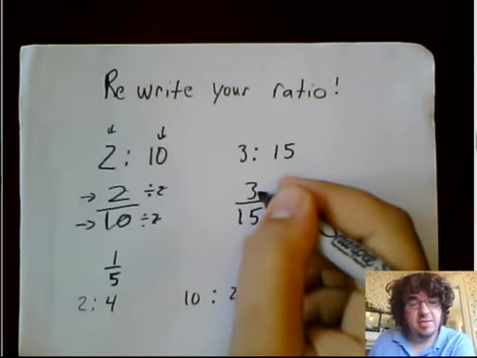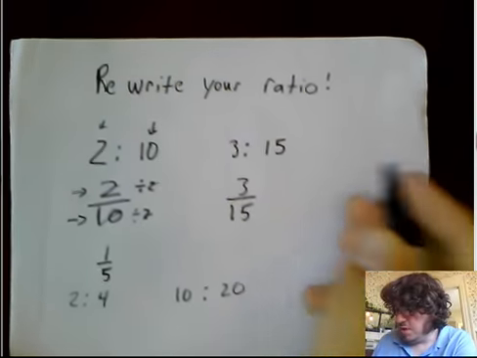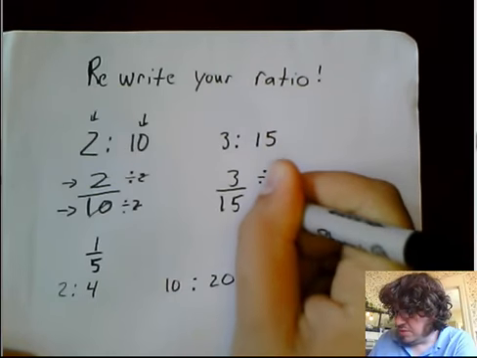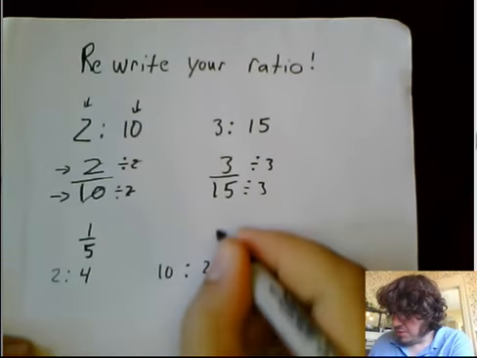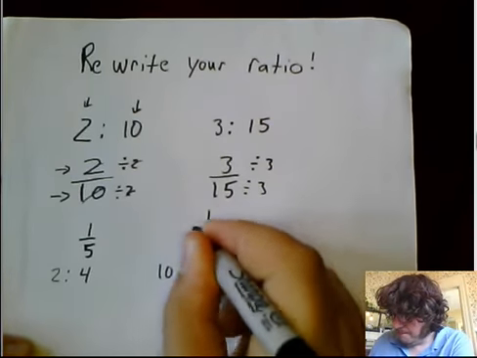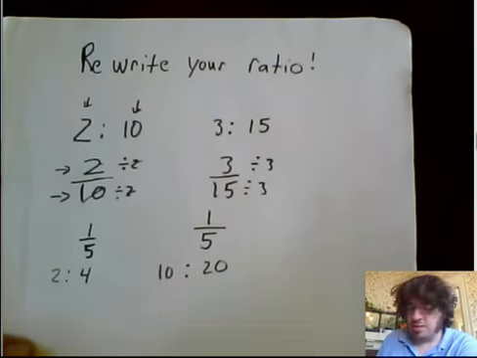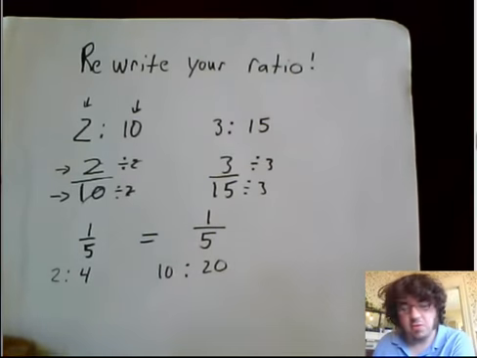And now we're going to do the same thing for 3/15. We need to simplify it in the lowest terms. And now here we're going to divide by 3 because 3 goes into both 3 and 15. Then 3 goes into 3 once. And 3 goes into 15 5 times. So again, we can see that these in fact are equivalent ratios because 1/5 does equal 1/5.